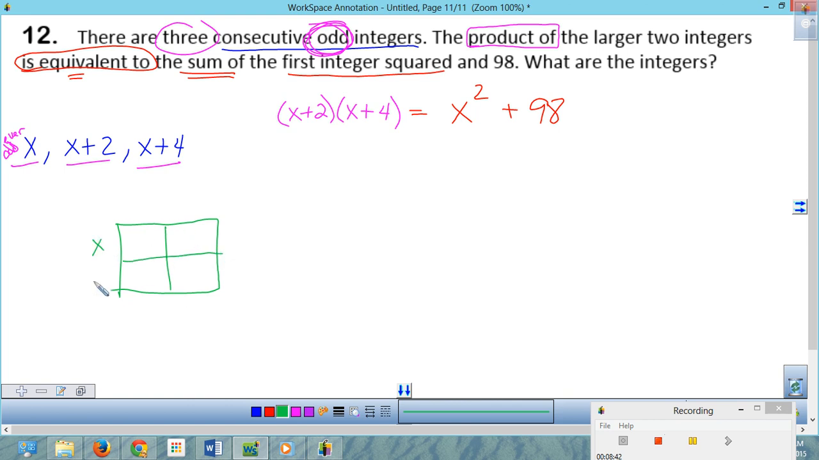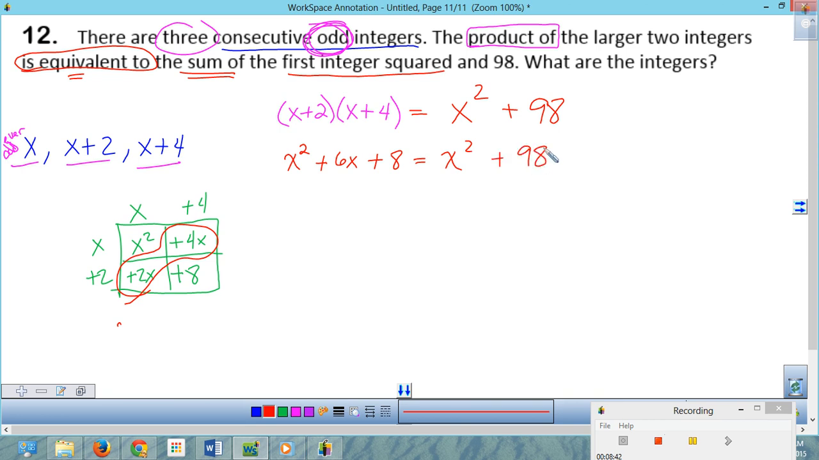Okay, we got x plus 2 and x plus 4. X times x, x squared. X times positive 4, positive 4x. Positive 2 times x, positive 2x. And positive 2 times positive 4, positive 8. We have our like term peanut. So you get x squared, 2 plus 4 is positive 6x plus 8 equals x squared plus 98.